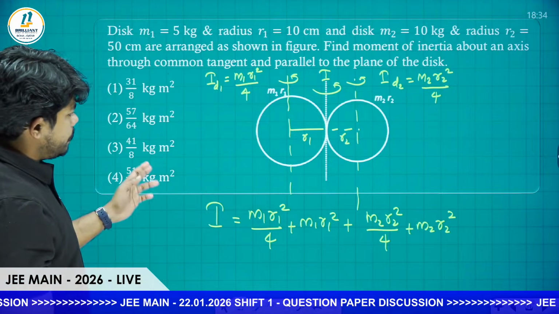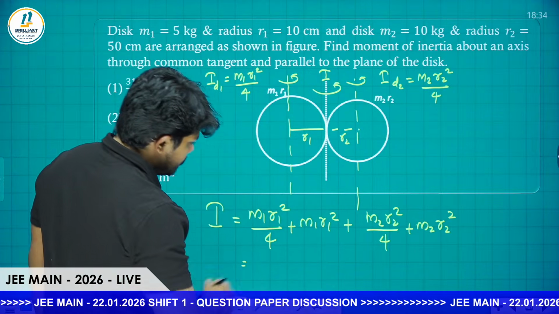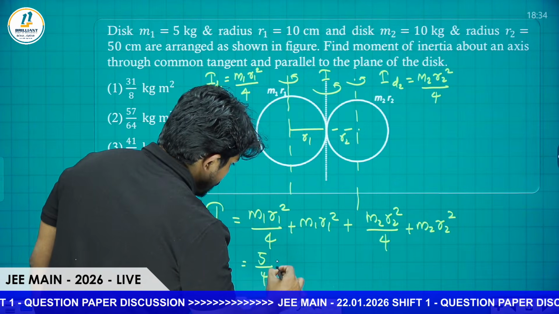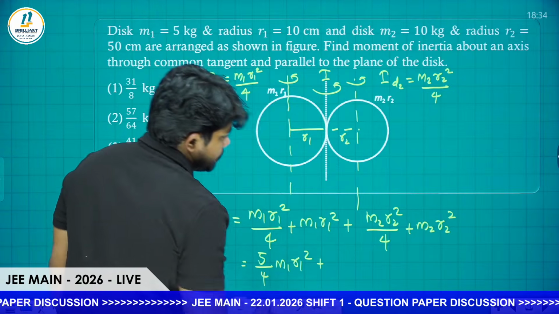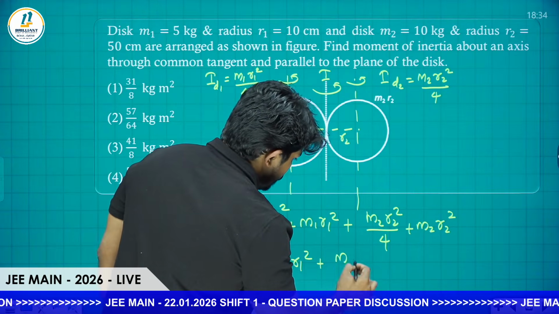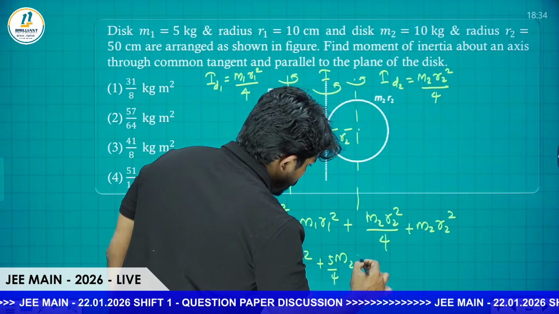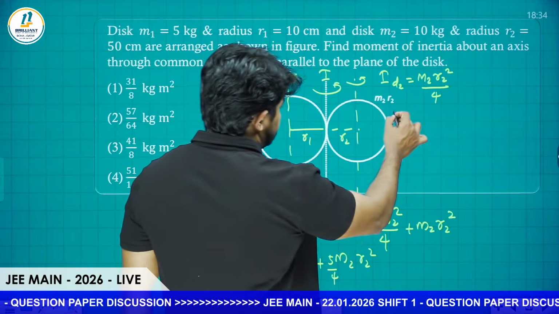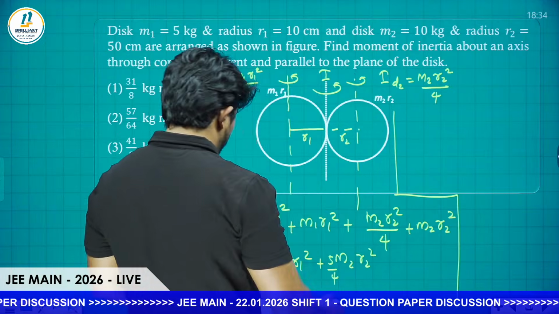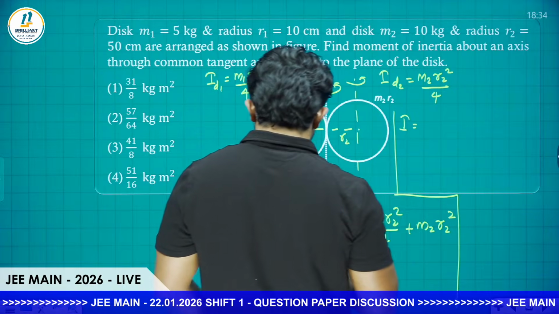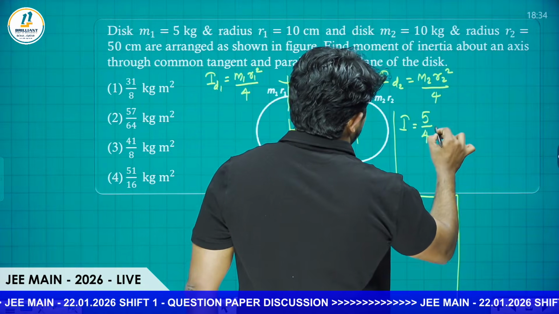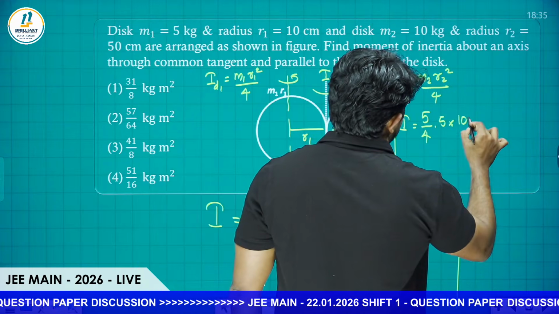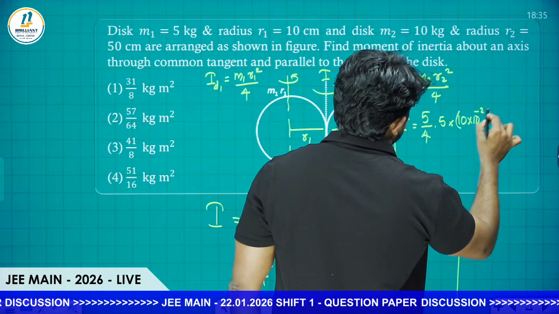Now we have the values also. This can be simplified as 5 by 4 m1 r1 square plus 5 by 4 m2 r2 square. Now we have to substitute the values. What is m1? So I is equal to 5 by 4, m1 is 5 and r1 is 10 centimeter, so 10 times 10 raised to minus 2, the whole square.